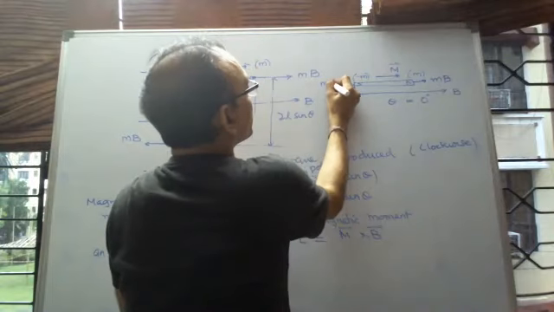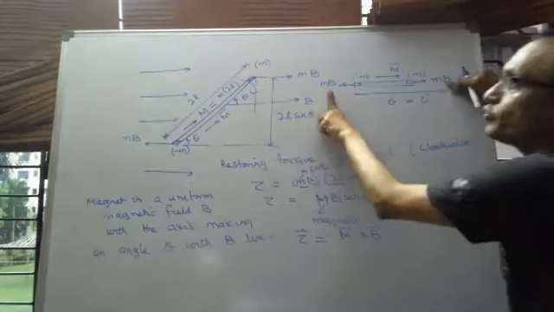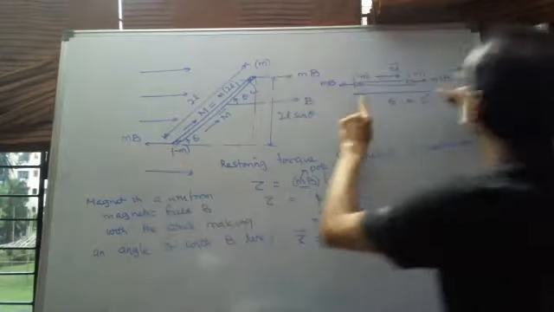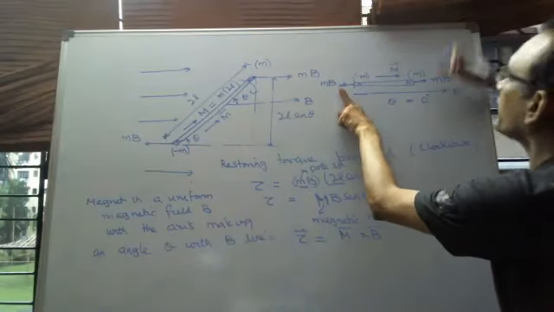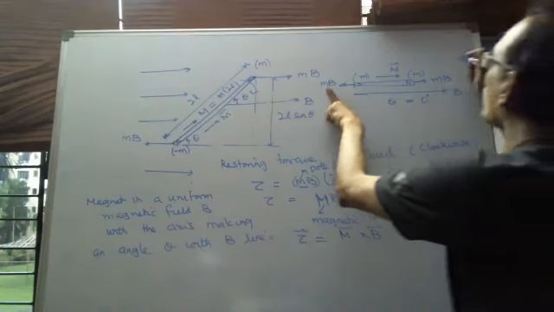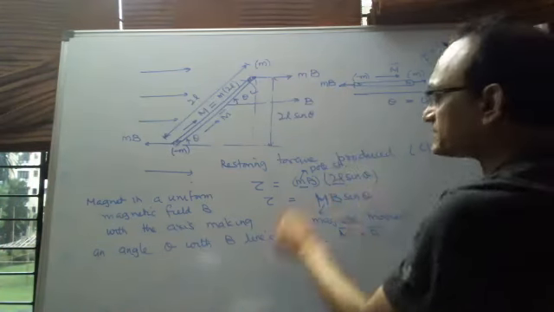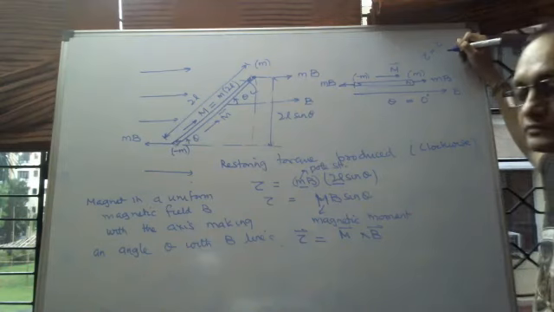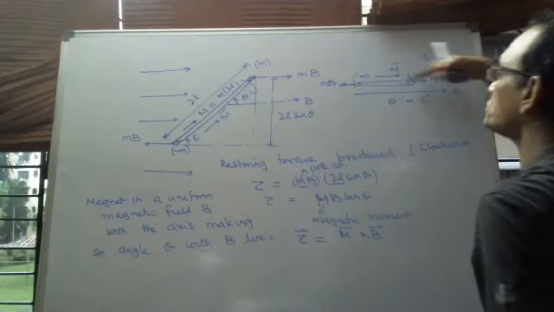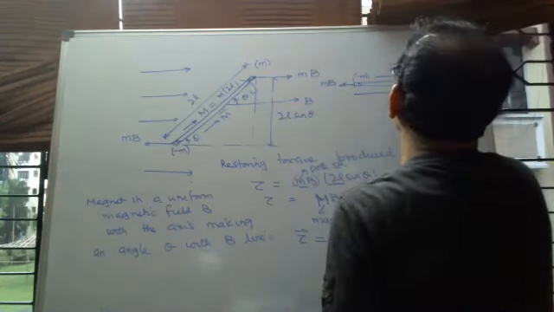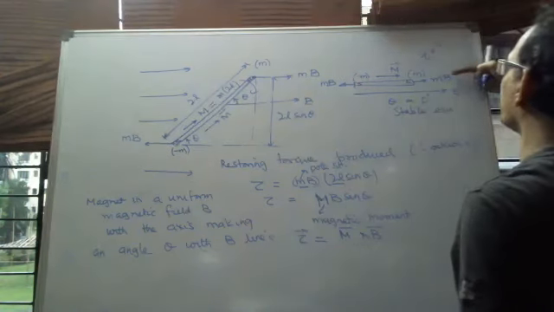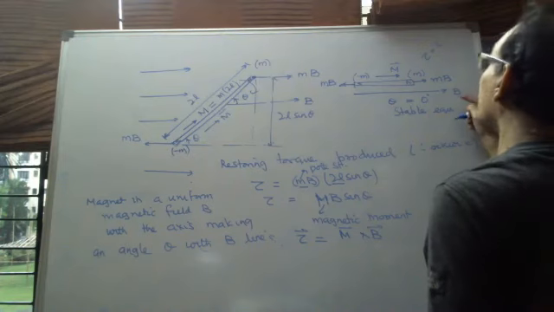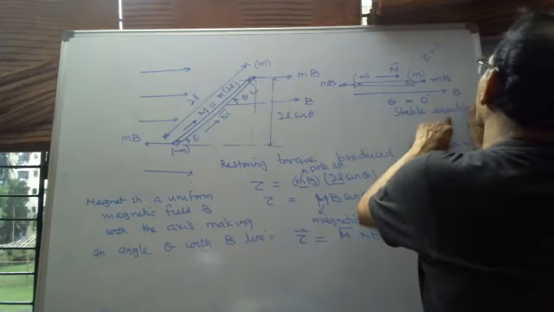MB ऐसे act कर रहा है और ये MB ऐसे act कर रहा है. So obviously, net force is 0. इस case में also net force is 0. This case में net torque is also 0 because the separation between MB and this MB is 0. So torque acting on is 0 because theta is 0, right? This position of the magnet is called stable equilibrium. Theta equal to 0, angle between magnetic moment and B is 0. Then that's equilibrium and also stable equilibrium.